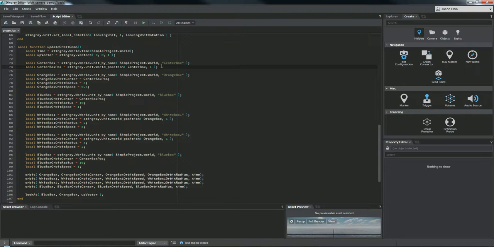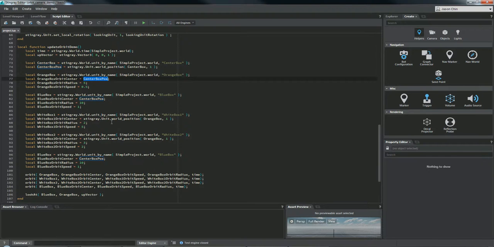For the center box, we're just going to set its position. The orange box is going to be orbiting it, so we need to set the orbit center to the center box's position. We're going to set its radius, and we're going to set its speed. Same thing for the blue box. Again, we're going to have it orbit the center, and so on and so forth. Most of them are pretty similar. Now for the white boxes, we're going to change the orbit center. Instead of using the center box position, we're going to get the world position of the orange box, so this way they orbit around the orange box.